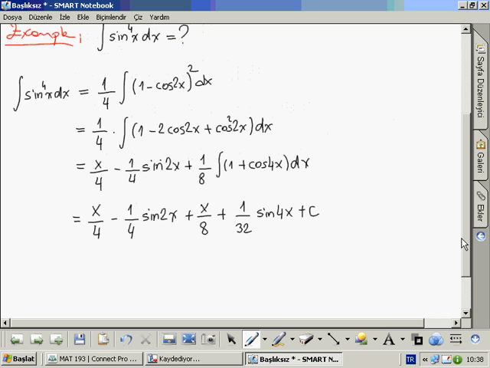And what can you say about the integral of cosine to the 4th power of x dx, for example? You must solve this question at your home.